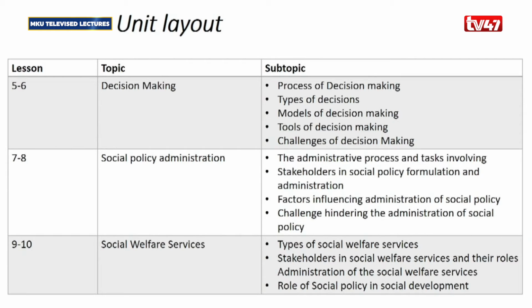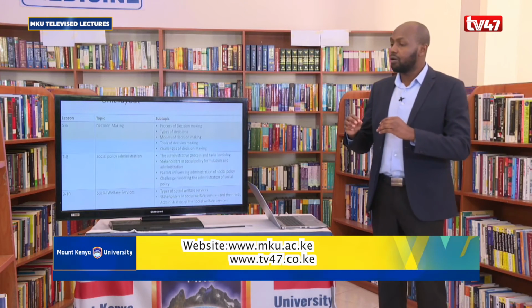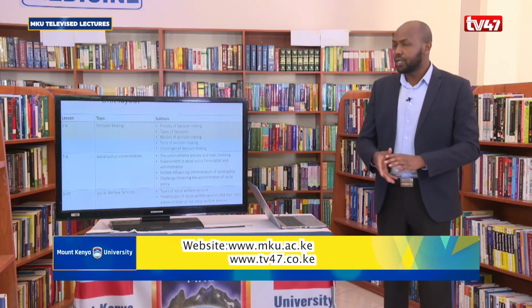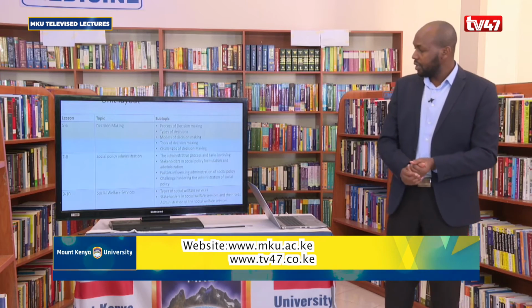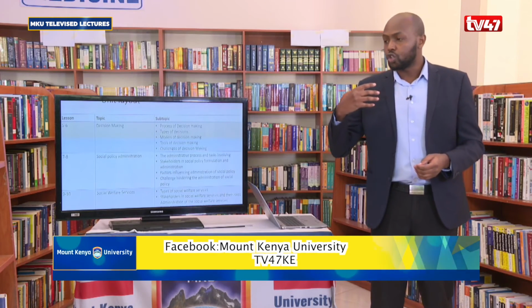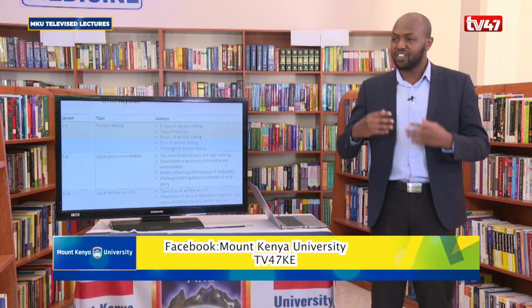And when it comes to stakeholders, you'd find here we'll be looking at things to do with, one, the involvement of the target beneficiaries, the target beneficiary for that specific social policy. You'll also be looking at the government agencies that are going to be involved in not only the formulation, but also might be involved in the implementation of that specific policy.